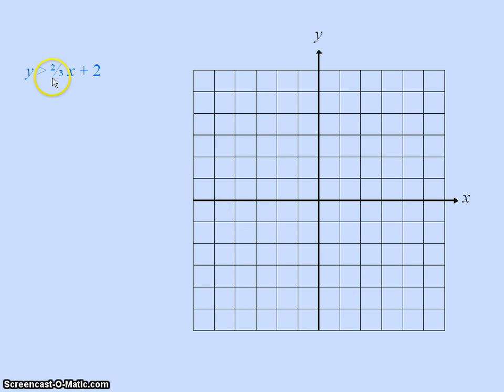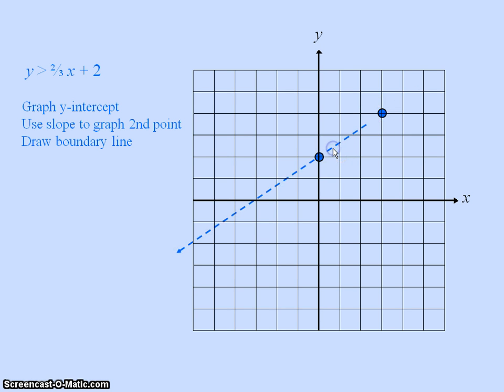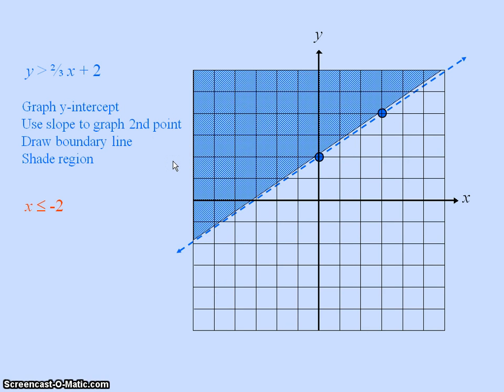Okay, again, it's in slope-intercept form. 2 is the slope, 2 is the y-intercept. So I go right to the 2. The slope is 2/3. So I just go up 1, 2, to the right 1, 2, 3. Okay, then to draw that boundary line, it's just greater than, so it's a dotted line. And then to shade it, it's greater than, so I'm going to shade everything here, everything above. There it is. Okay, the second inequality.